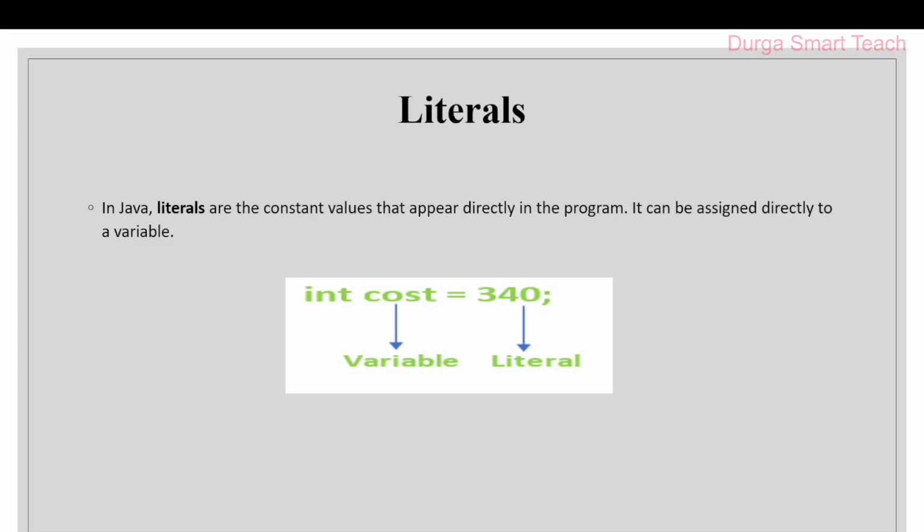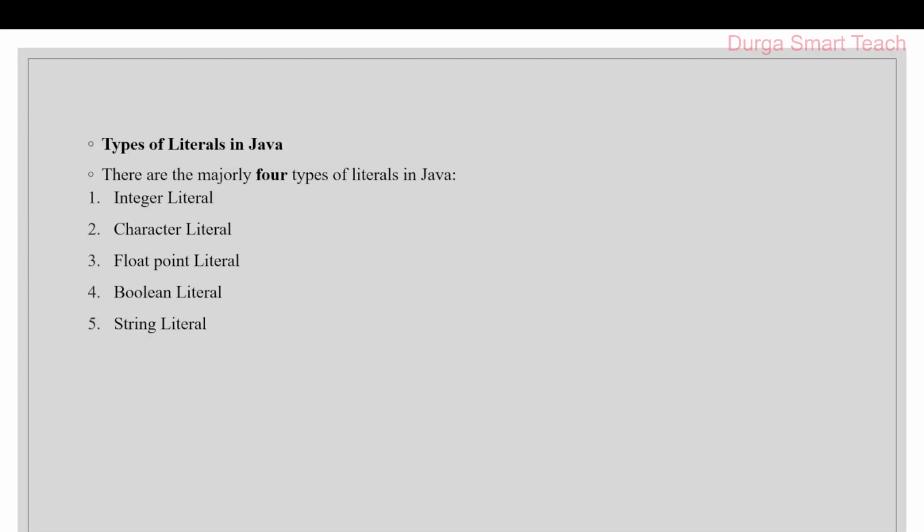If you observe in this picture, here int is a data type, cost is a variable name, and 340 is a literal. So understood? The value is known as a literal in Java. There are some types of literals: integer literal, character literal, floating point literal, boolean literal, and string literal. Okay, let's see one by one.